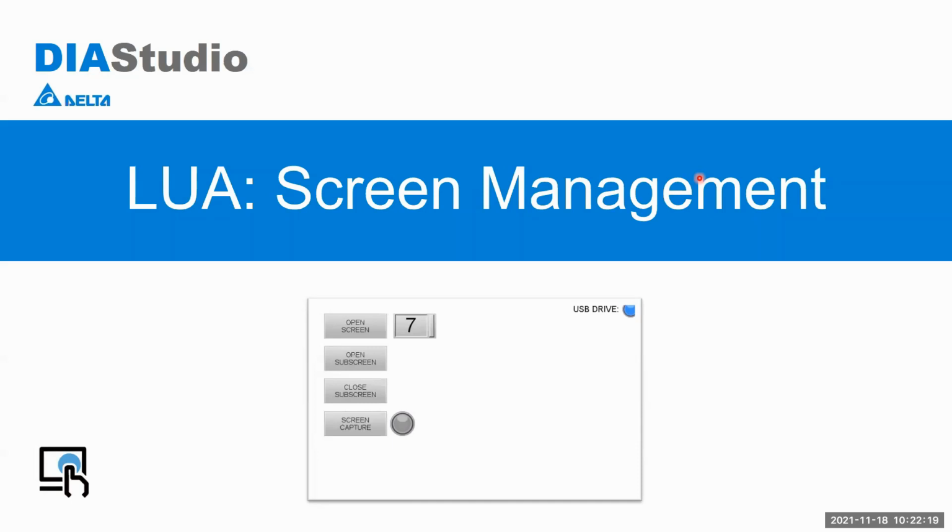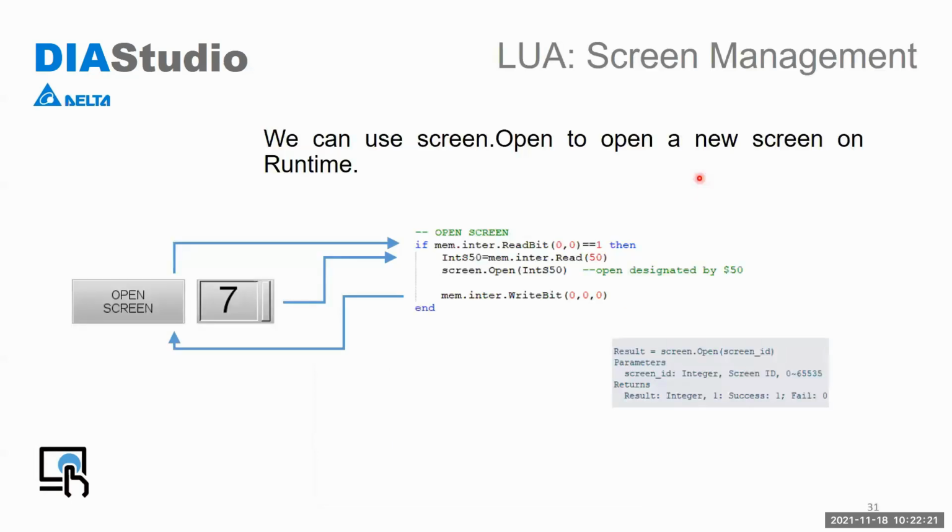Okay, regarding the screen management, the first one I want to show you is the screen.open function. It simply needs to indicate which screen you want to open, you want to move to, and that's all. It can be a normal screen, or it can be a subscreen. If you want to trigger a subscreen, you use exactly the same function, the screen.open.